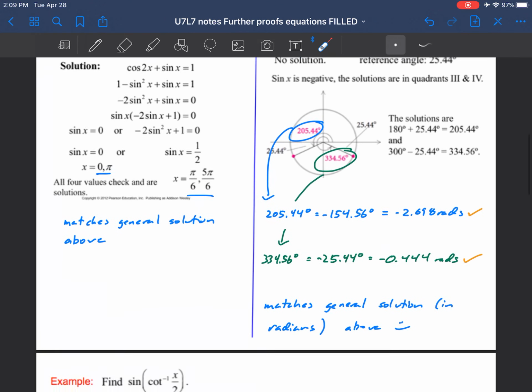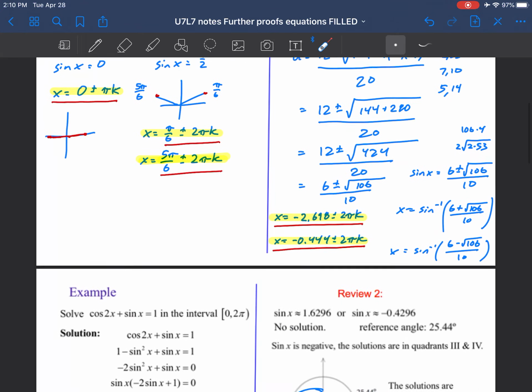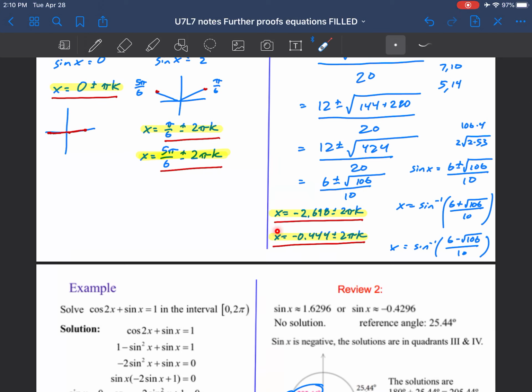Sorry, I take that back, but the answers are just solutions between 0 and 360, and they're in degrees. So what I did, I took this 205.44 degrees. I said that that's equal to negative 154.56 degrees, and then convert that to radians, which is 2.698. So that matches this general solution.